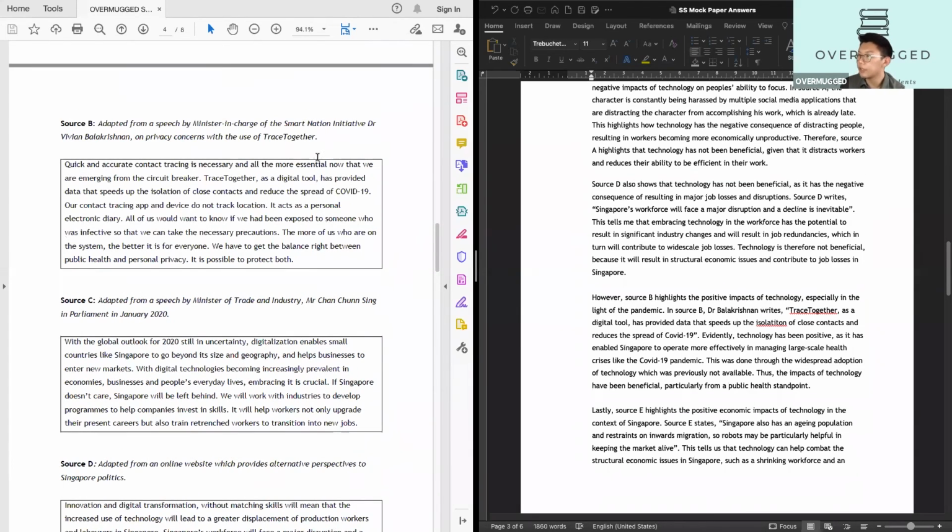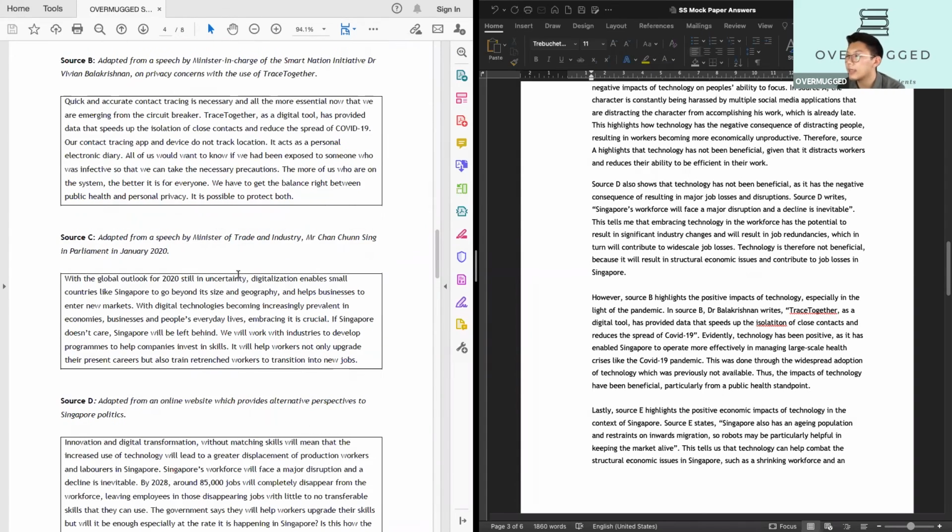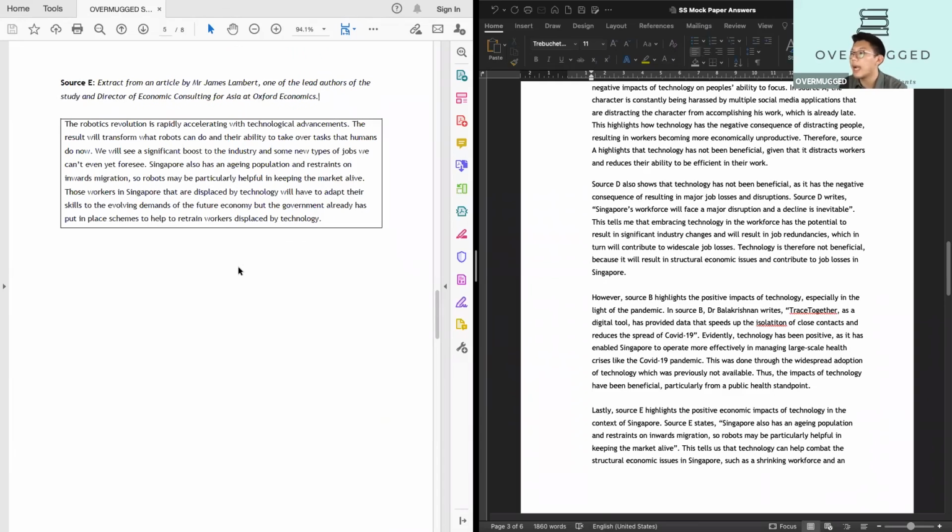On the other hand, source B highlights the positive impact of technology, especially in the light of the pandemic. So it's focused on the health benefits or the communal benefits that can be achieved from technology itself. So here, technology has been positive because it has allowed Singapore to operate more effectively in managing large-scale health crises like the COVID-19 pandemic. And then lastly, you have source E, which highlights the positive economic impacts of technology, specifically in the context of Singapore.